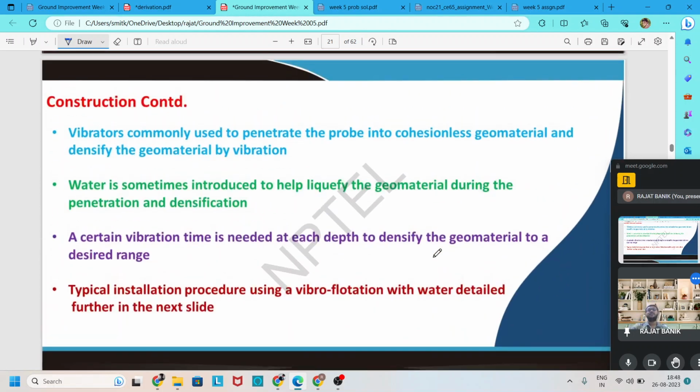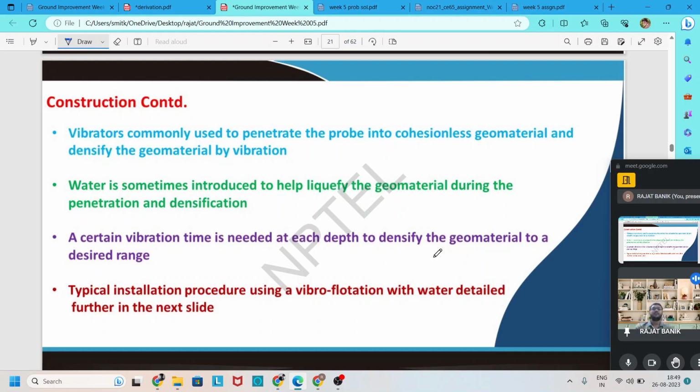In the next slide, we discuss that the vibrator is commonly used to penetrate the probe into cohesionless geomaterial and densify the geomaterial by vibration. That means, as we also discussed previously, it is only suitable for cohesionless geomaterial. And water is sometimes introduced to help liquefy the geomaterial during the penetration and densification. That means if we apply water, it removes the resistance.